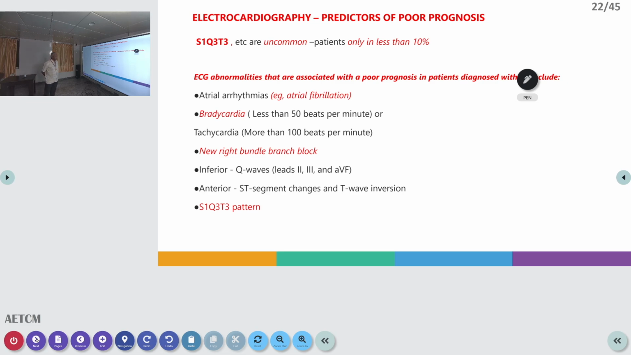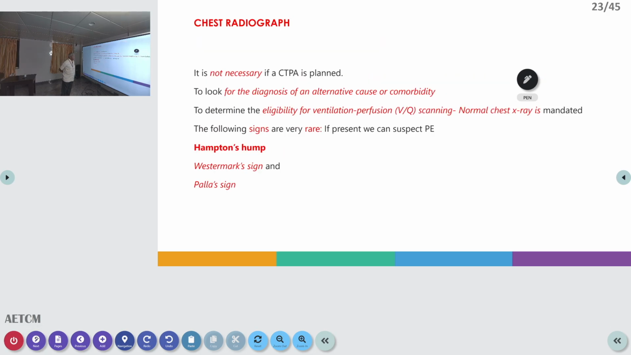One is the patient going for atrial arrhythmia like atrial fibrillation, bradycardia, tachycardia, new right bundle branch block, or the S1, Q3, T3 pattern. These are all the things which will be predicting a very bad prognosis.